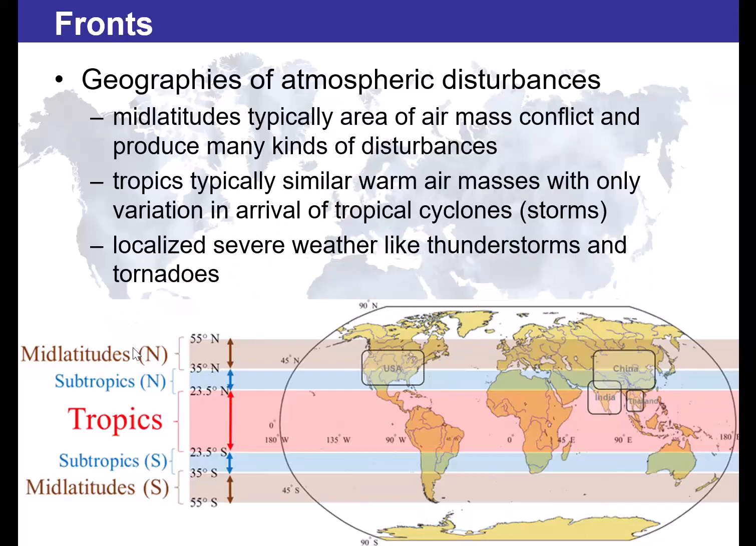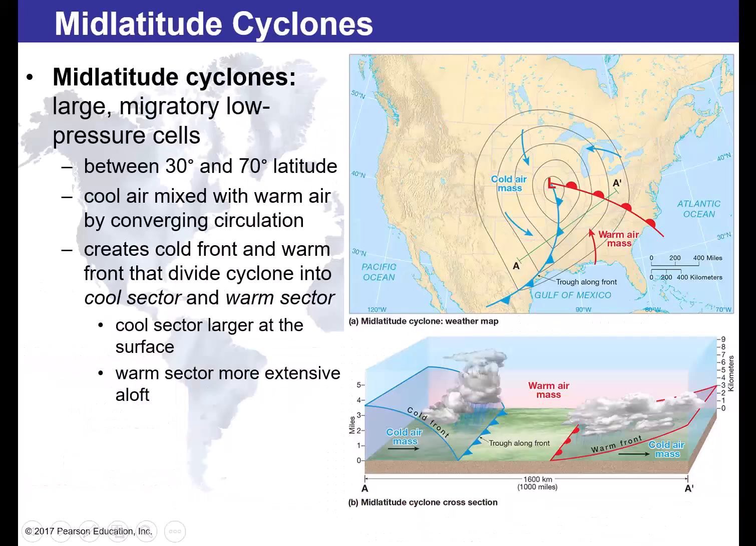So when we talk about mid-latitude cyclones, we are talking about the storms that happen generally over these large continental areas where we're having this conflict between the warm air masses that are coming up from the tropical and subtropic regions interacting with the cold air coming down from the North Pole.